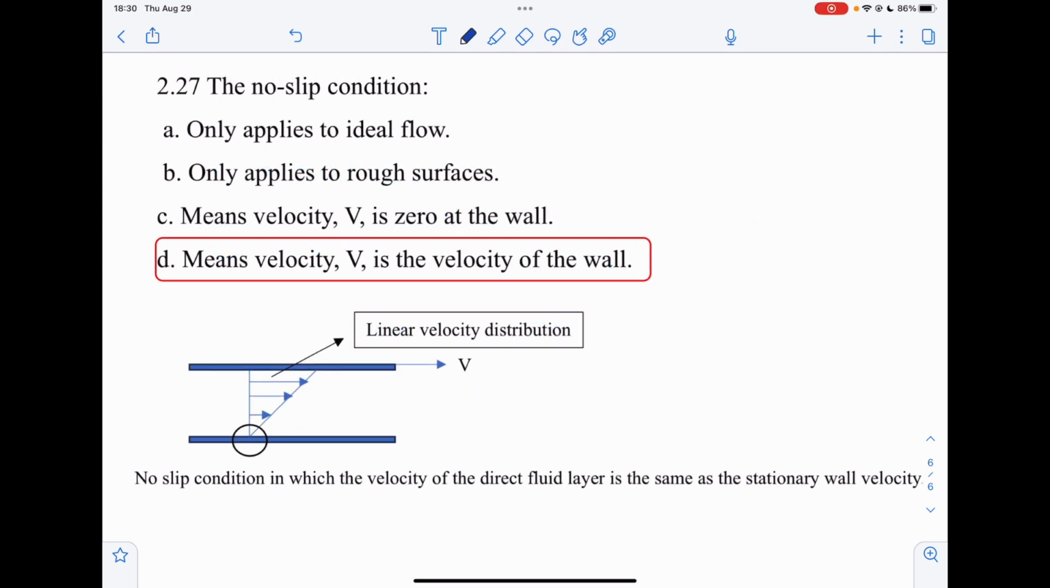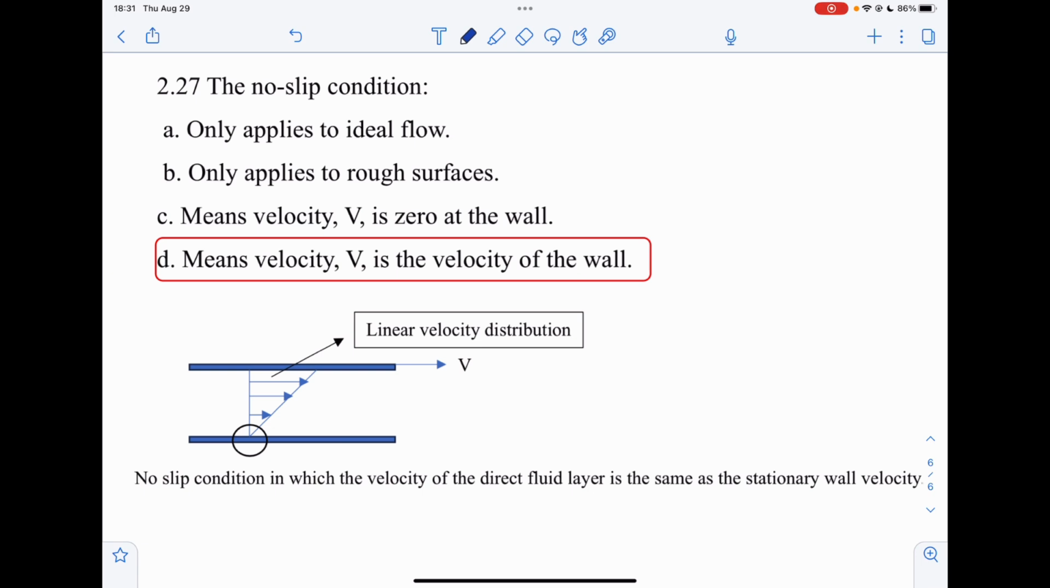For problem 3, it's a multiple choice problem. It asks what is the correct statement for the non-slip condition. A says it only applies to ideal flows. That's not relevant to the assumption of the non-slip condition actually. And the second one says it only applies to rough surfaces. Actually it can apply to both smooth and rough surfaces.